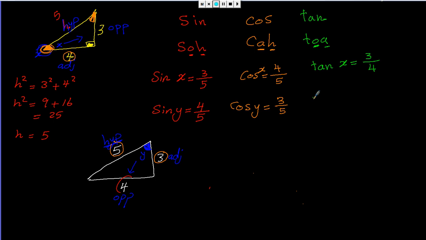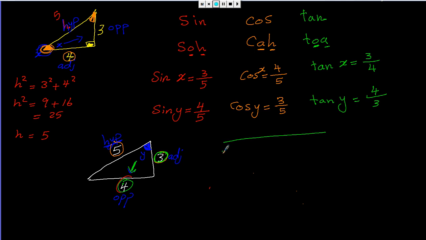Tan y, it's opposite over adjacent. So opposite for y is 4 over adjacent 3. So it's 4 over 3.